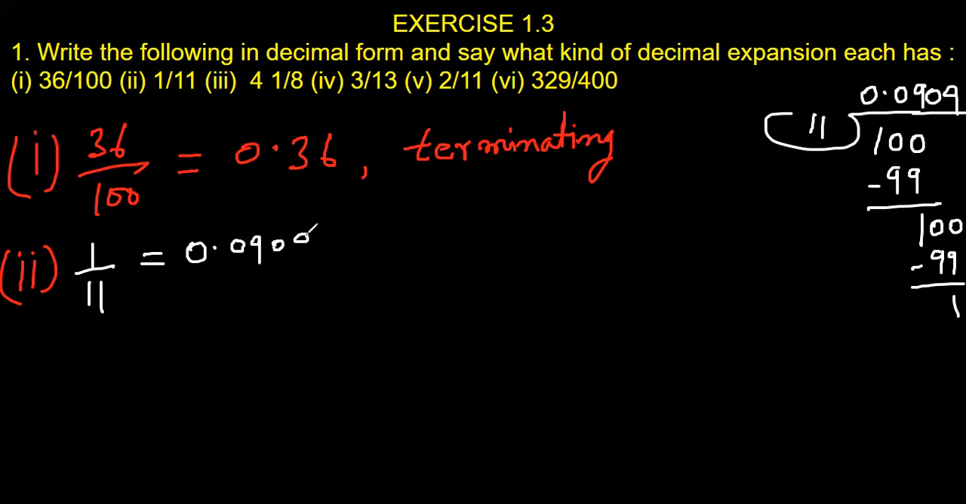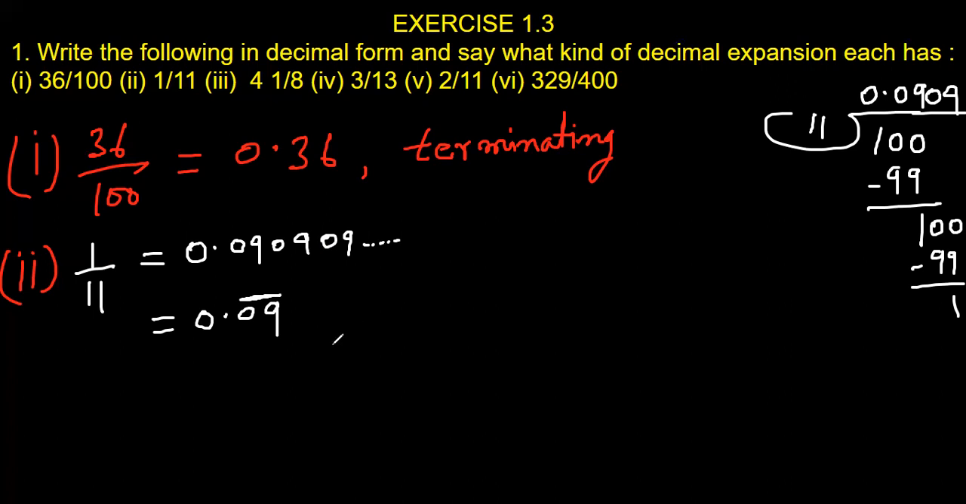So 1 by 11 can be written as 0.090909. It will continue like this, no? 09. So we can write dot dot dot. And we can also write it 0.09, and we put a bar over these two digits. That means these 2 digits are repeating over and over and over again infinitely.